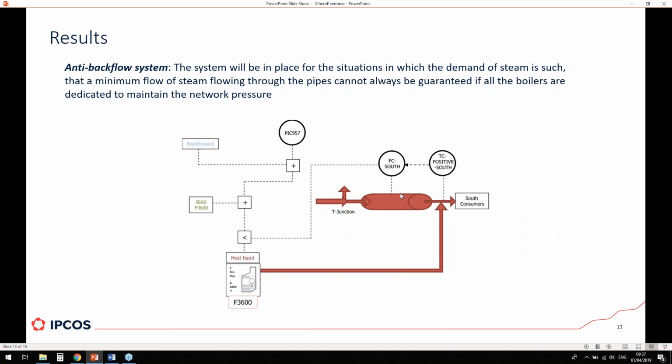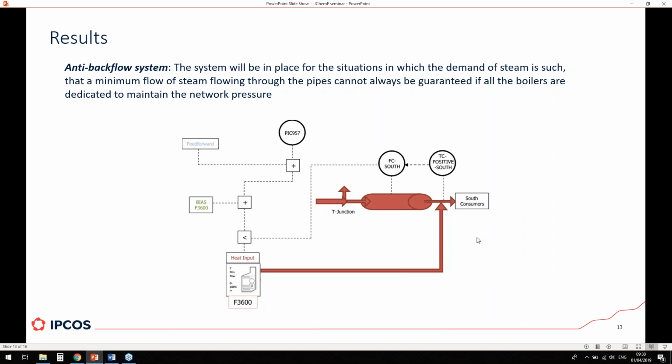But as this happens, maybe the flow here is too low. So once it reaches that low limit, this flow controller will take action and will guarantee that this boiler starts producing even less. So then the flow that comes from the north increases. It's a bit confusing, I know. Again, for details, you can contact me.